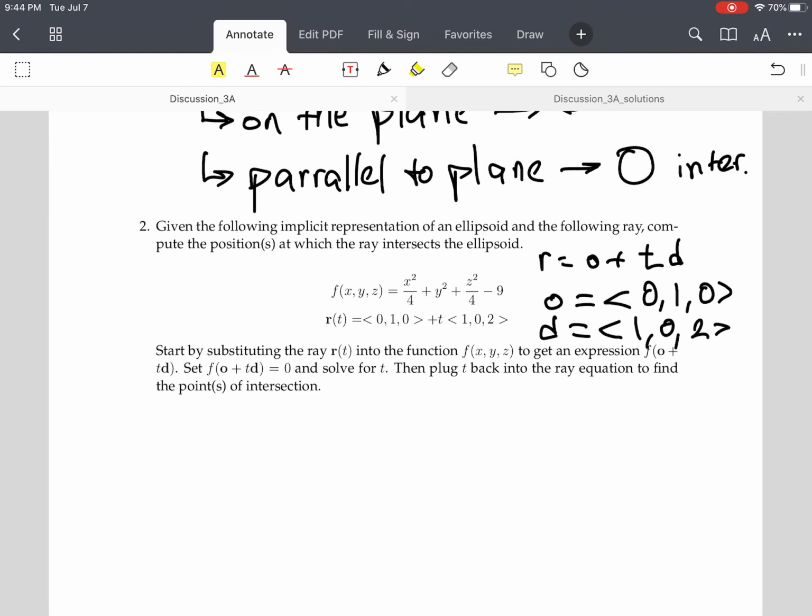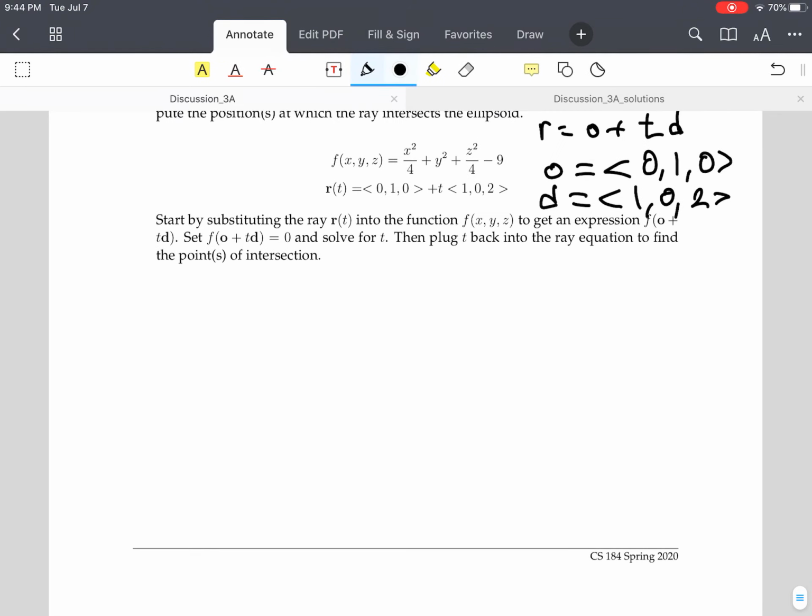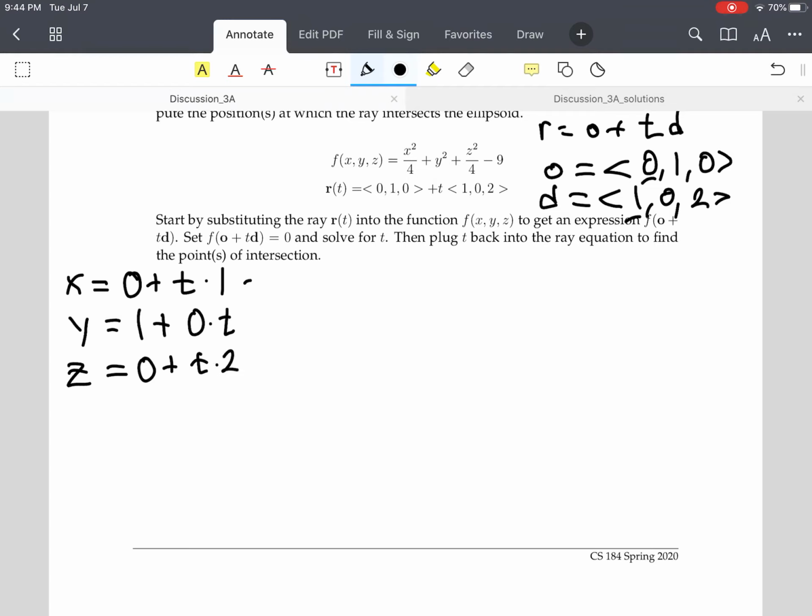But first, let's split the ray into its components. So the x component of the ray is equal to 0 plus t times 1, right? So just the 0 from here plus t times 1 there. y is equal to 1 plus 0 times t. And then z is equal to 0 plus t times 2. So x equals t, y equals 1, z equals 2t. Okay, so now we have individual expressions for x, y, and z, and we can easily plug those back into that equation for the ellipse, right? And set that equal to 0.